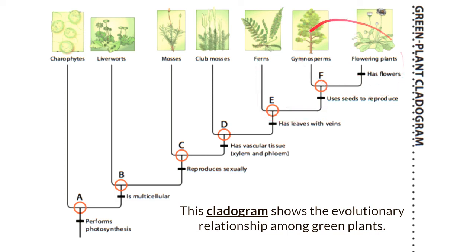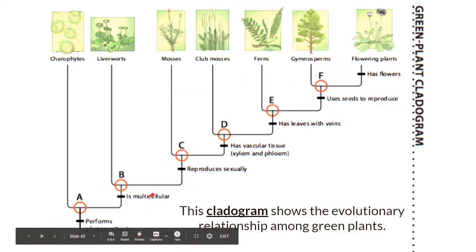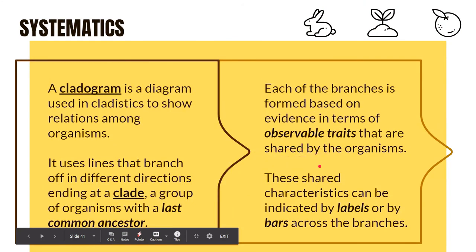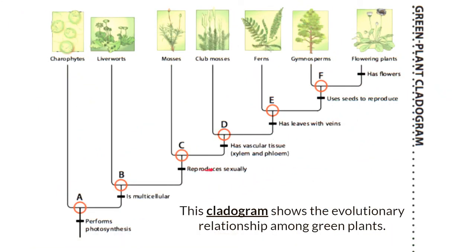Then both of these groups use seeds. However, this group, flowering plants, had an ancestor that has flowers. So this one, the group of gymnosperms, do not. So even if they have seeds, they do not have flowers. The seeds are naked and exposed in cones. So they are shown to split here at this point. Then flowering plants, that is the last group found in this clade. So this cladogram shows us their evolutionary relationship with each other based on their common ancestors and those observable traits, that are usually indicated in labels at the bottom of the cladogram.